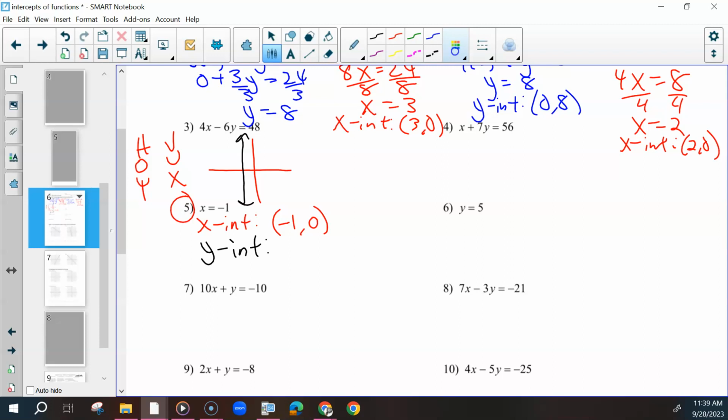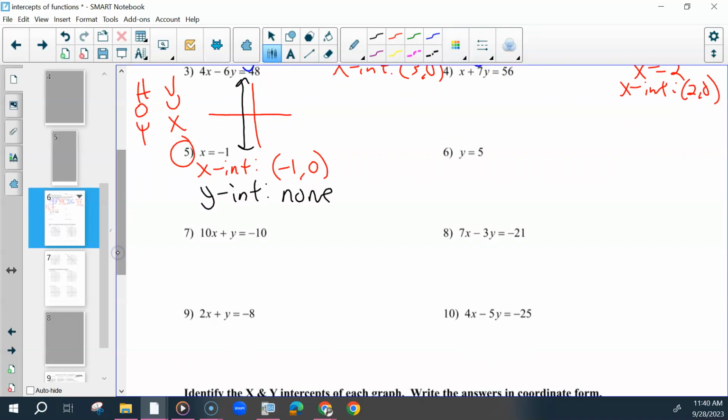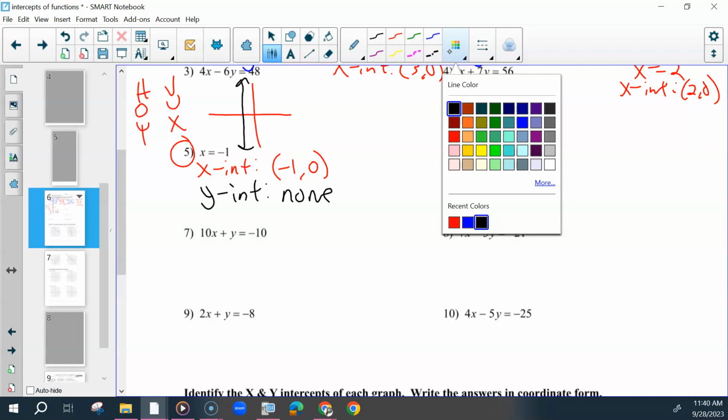What we cannot write there is 0, because that would mean there's a y-intercept at 0. But there's not. Would undefined work as well? So undefined is for slope, so we cannot write undefined. None, does not exist, not applicable, any of those, but not 0, not undefined. Okay. 6 would be the opposite of what we just did. So if we have questions about that, we'll come back to that.